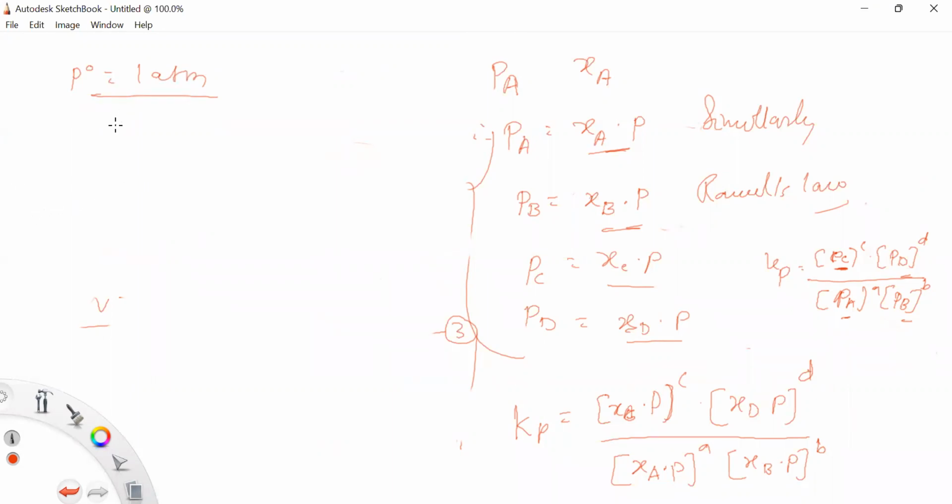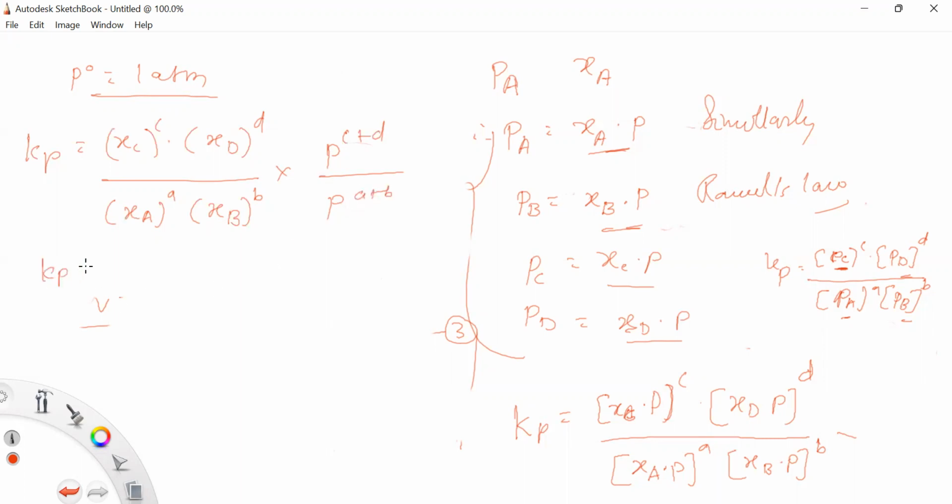So at that time, if P0 is 1 atmospheric pressure, then this equation becomes Kp is equal to concentration of C raised to power c into concentration of D raised to power d upon concentration of A raised to power a into concentration of B raised to power b. This P which we are taking there, P raised to power c plus d upon pressure c plus d and pressure a plus b, right?